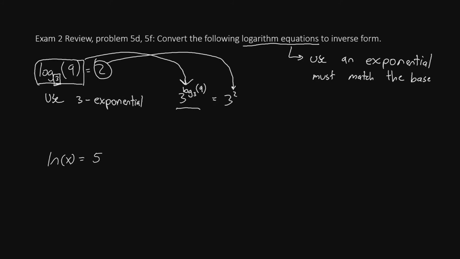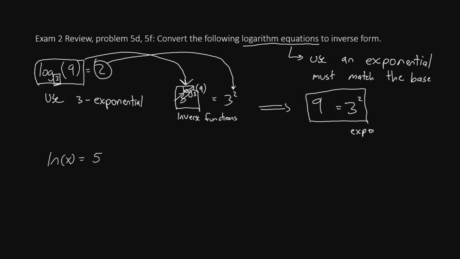Now, just like last time, we have a pair of inverse functions. Because we have a 3 exponential and a log base 3 inside of the box I just drew, because those are inverse functions, they both cancel out. So look what we have left. On the left side, we have just the 9. And on the right side, we have 3 to the second power. This is the inverse form of what we began with. You can tell it's inverse form because we started with a log and ended with an exponential, since that's the inverse of log. Let's do the same thing with this natural log of x.